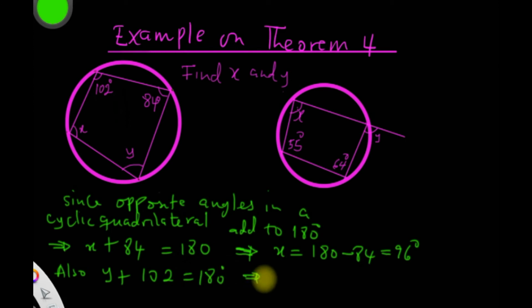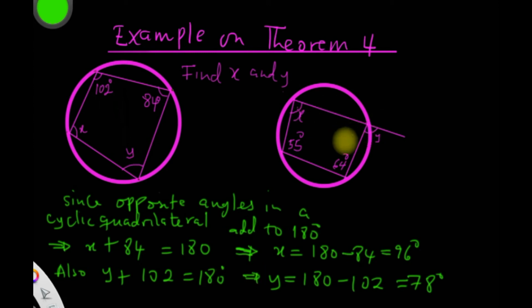So what does it imply? It implies that y will be equal to 180 degrees minus 102. So what is 180 minus 102? This is 78 degrees. So it means that here x is equal to 96 degrees, and y is equal to 78 degrees.